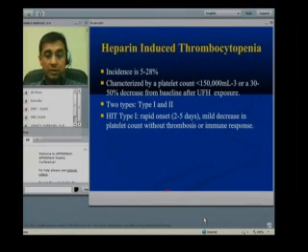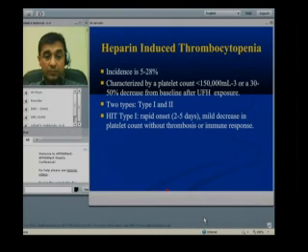So what is heparin-induced thrombocytopenia? As the name suggests, it's the decrease in the concentration of platelets on exposure to heparin. Its incidence is 5 to 28%. It is not uncommon to have heparin-induced thrombocytopenia in patients.